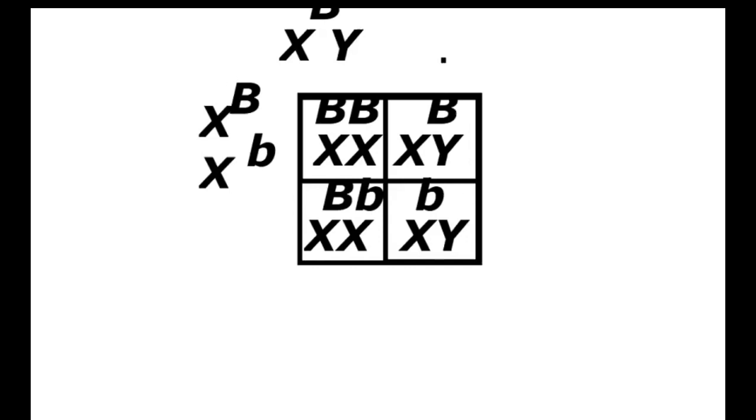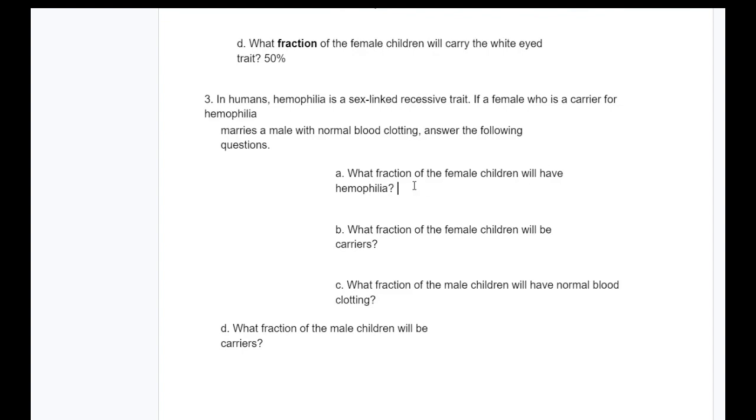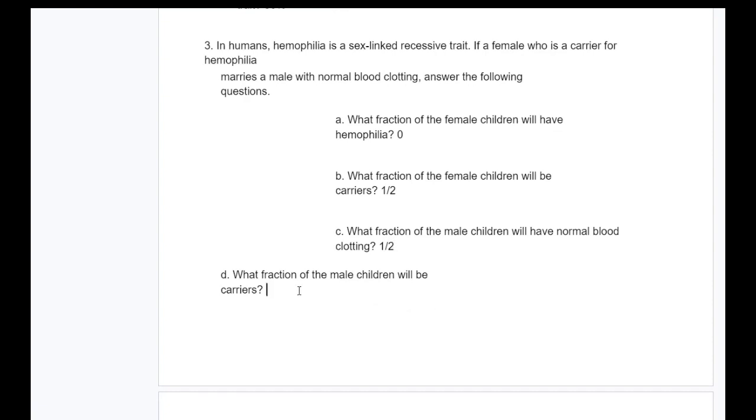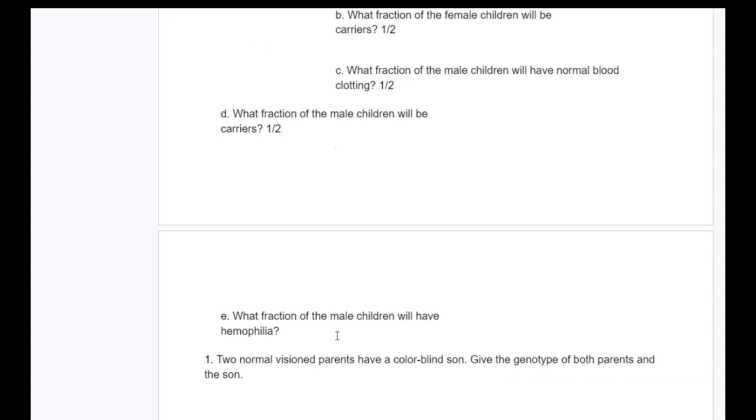All right, let's go back to our other assignment. Hopefully you're able to see both of these. What fraction of the female children will have hemophilia? 0. What fraction of the female children will be carriers? We can put 1/2, 50%, whatever you want to put. What fraction of the male children will have normal? Well, 1/2, we saw that. What fraction of the males will be carriers? 1/2. What fraction of the male children will have hemophilia? It doesn't get any easier than this.